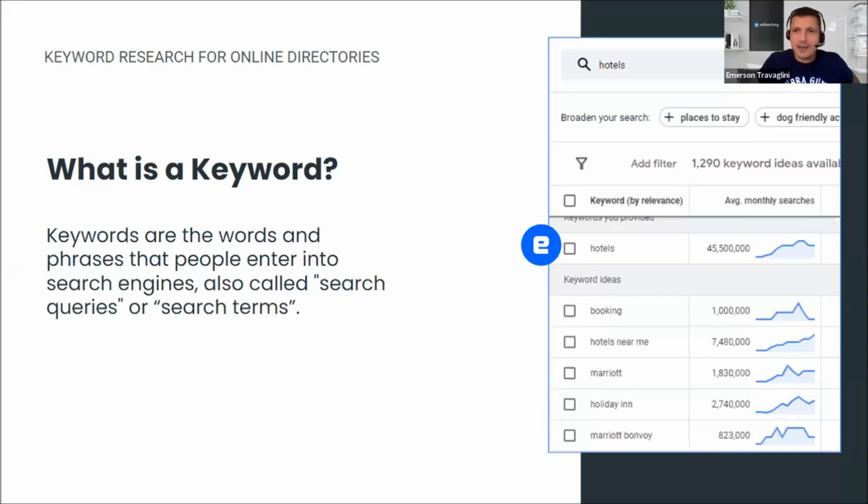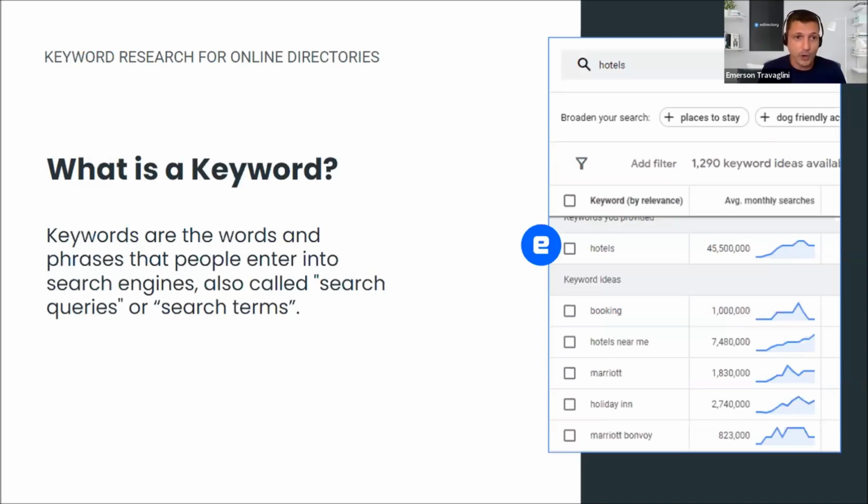So let's start talking about the basics. What is a keyword? Keywords are the words and phrases that searchers enter into search engines, and they are also called search queries or search terms. As a website owner and content creator, you want the keywords on your pages to be relevant to what people are searching for, so they have a better chance of finding your content among the results.